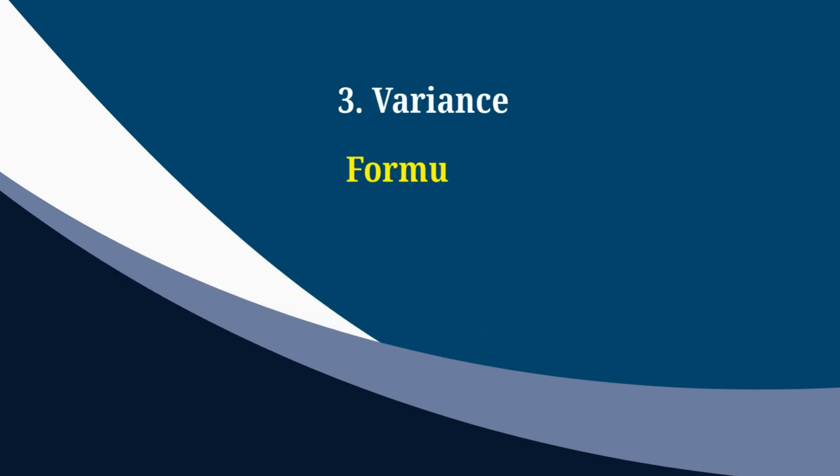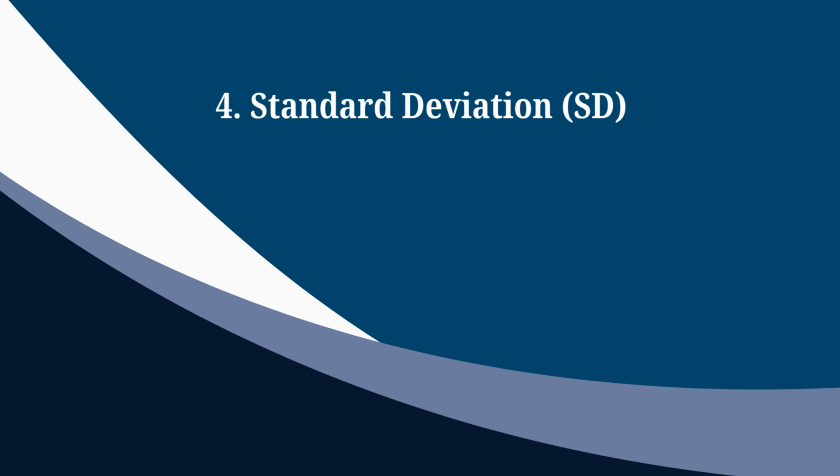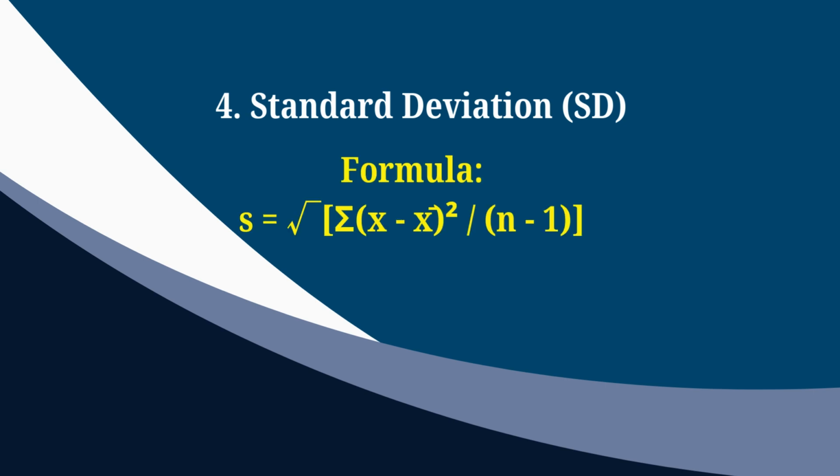Third, variance. Variance quantifies how far observations deviate from the mean, expressed in squared units. High variance indicates considerable spread. Low variance suggests data is consistent. Fourth, standard deviation. Standard deviation is simply the square root of variance, bringing the measure back to the original units of the data.